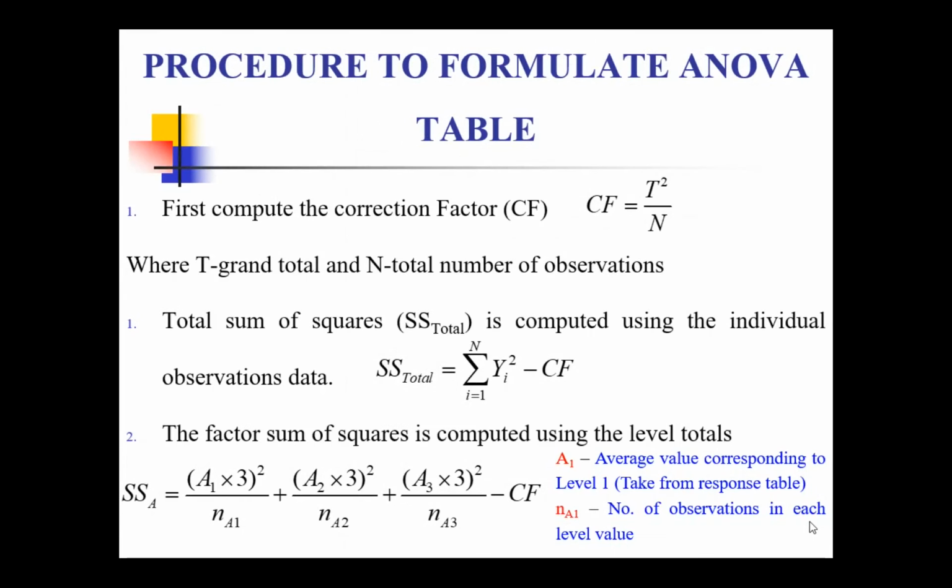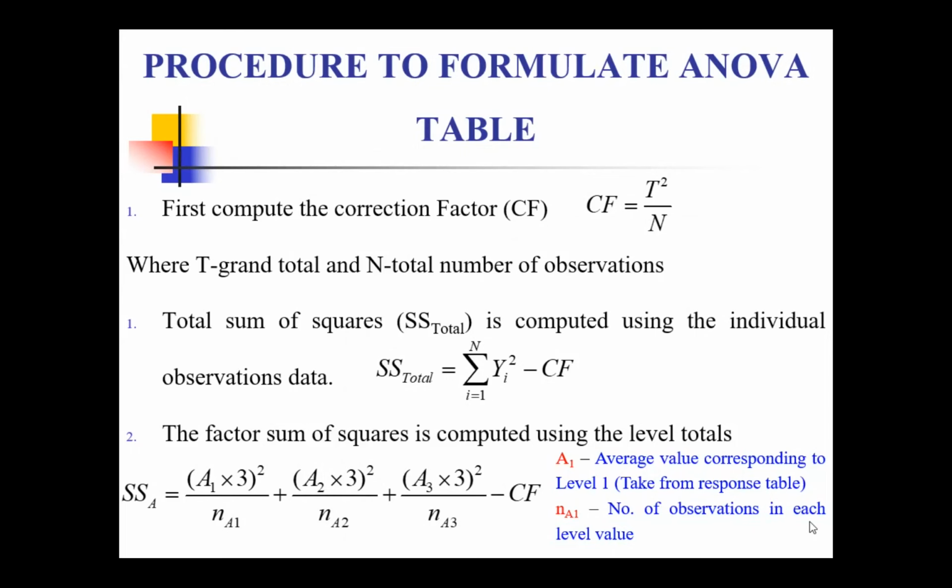The procedure to formulate the ANOVA table. In formulating the ANOVA table, the foremost thing that I have to do is the selection of input parameters, then making an experimental design, then going for the experiment, recording the outputs, then analyzing the outputs, and in the end we go with the analysis of variance.